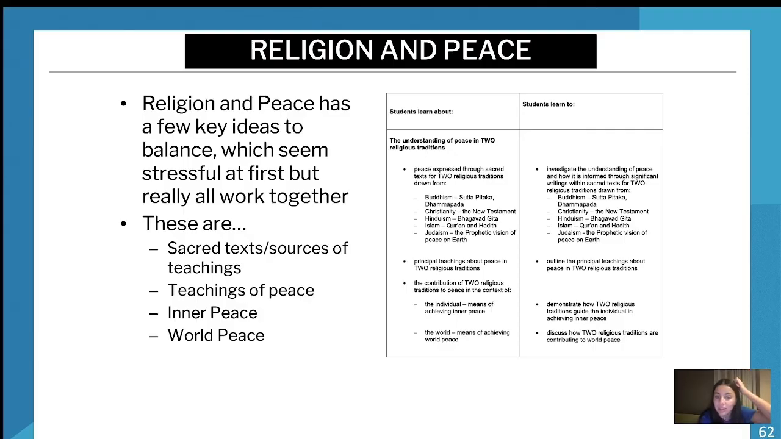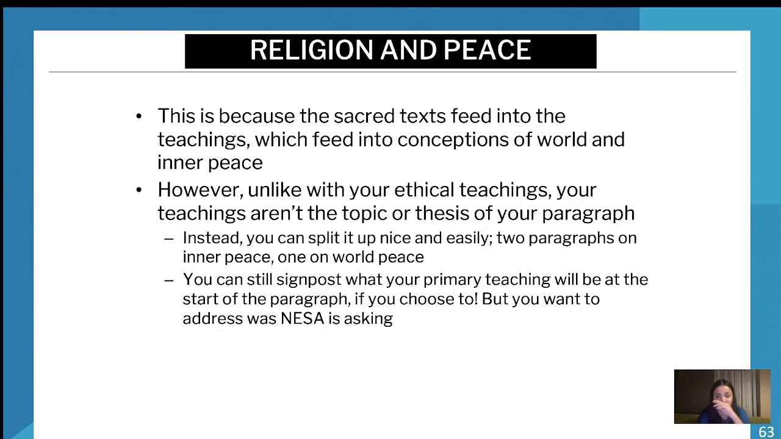But realistically, it's just sacred texts, teachings of peace, inner peace, and world peace. Peace comes up in every single dot point. So religion and peace is literally about peace, and I really recommend structuring your paragraphs based on peace. That's because sacred texts feed into the teachings, and you would have seen that in your depth studies as well. The sacred texts contain the teachings, which then feed the conceptions of the world, and in this case for religion and peace, feed into inner peace.